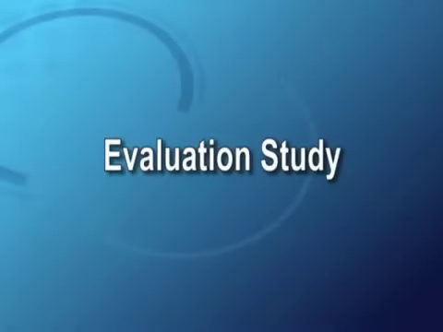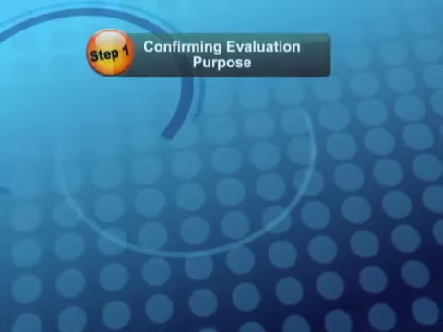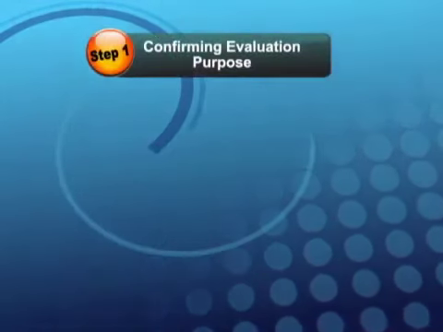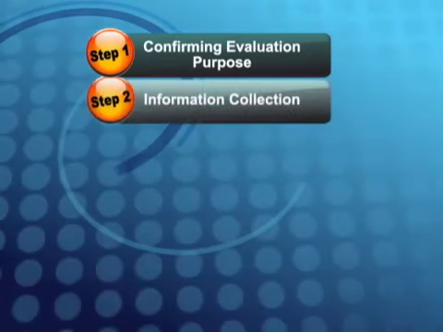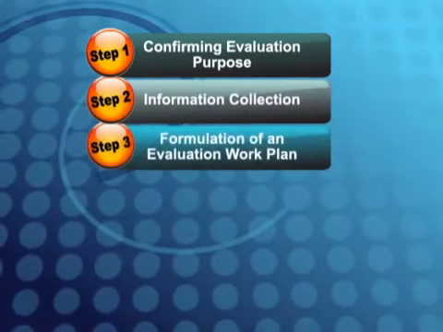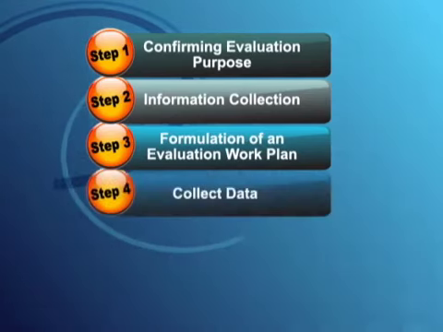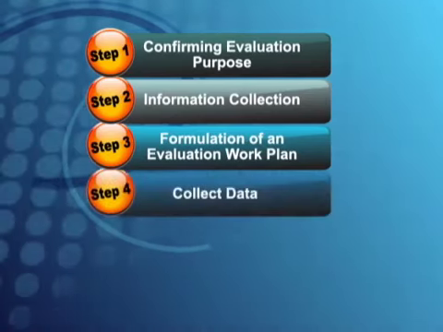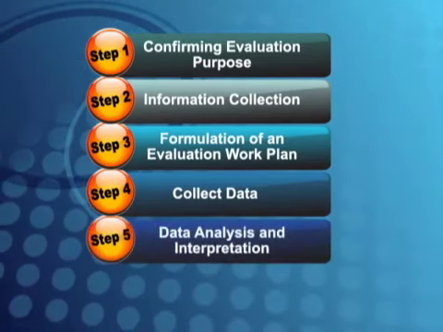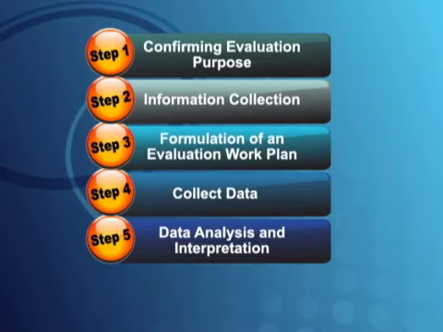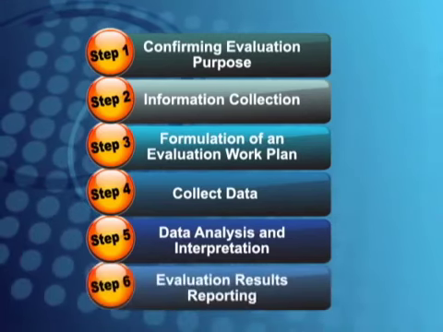An evaluation study consists of 6 steps, which are: Step 1. Confirming evaluation purpose. Step 2. Information collection. Step 3. Formulation of an evaluation work plan. Step 4. Data collection for evaluation by on-site study. Step 5. Data analysis and interpretation. Step 6. Evaluation results reporting.